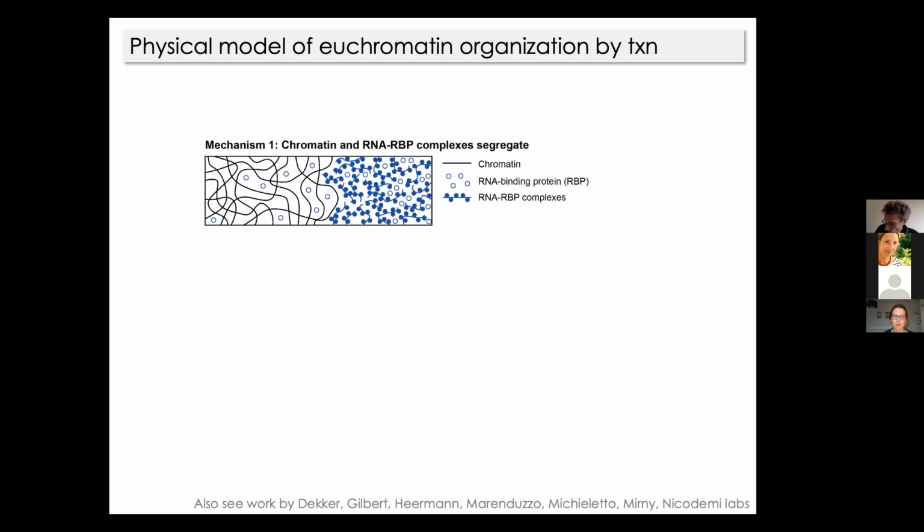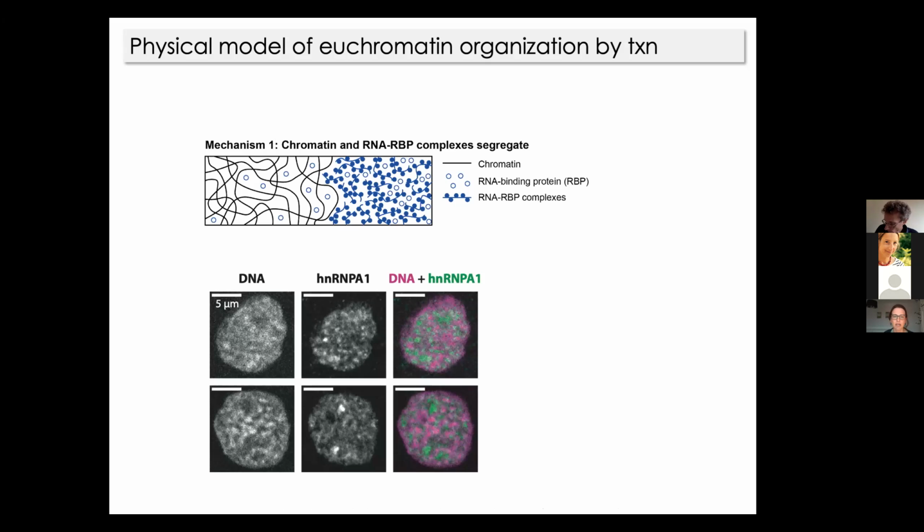Now, in order to justify including them here, we did look whether important RNA binding proteins segregate from DNA like RNA does. And here you can see an example for HNRNPA1, which is an important RNA binding protein in the zebrafish embryo. And you can see that indeed, just like RNA, it segregates from the DNA domains in the nucleus.